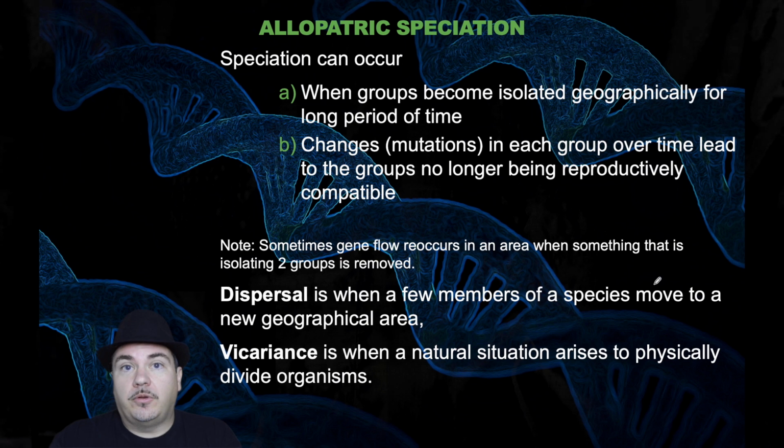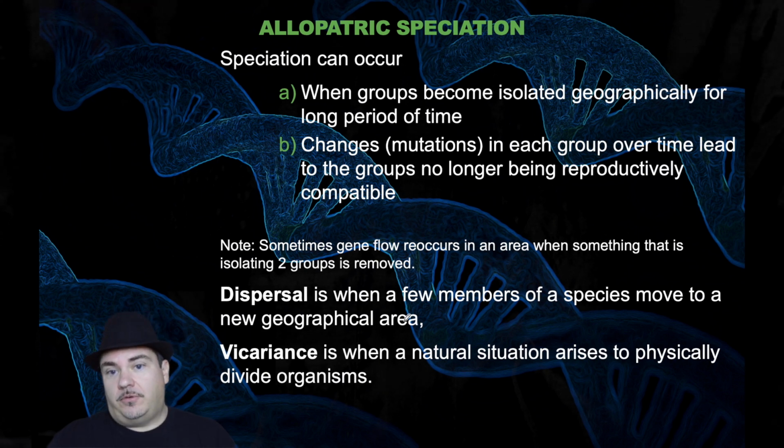Speciation can occur when groups become isolated geographically for a long period of time. Changes, which are mutations in the DNA, in each group over time lead to the groups no longer being reproductively compatible, so they stop having the ability to mate with each other. Dispersal is when a few members of the species move to a new geographic area, whereas vicariance is when a natural situation arises to physically divide the organisms.